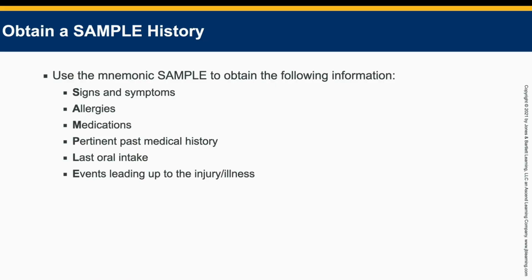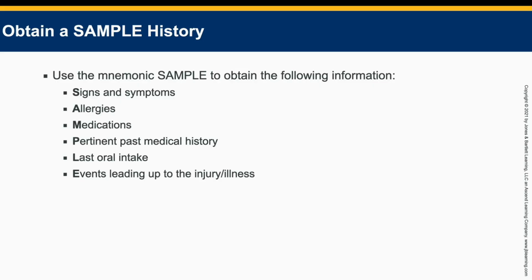The A stands for allergies. It is important to ask the patient if they have any allergies, especially to medications, food, or environmental substances. The M stands for medications. You should ask what medications the patient currently takes, including prescription medications, over-the-counter medications or drugs, and supplements. The P is pertinent past medical history. This includes any known medical conditions, previous surgeries, or ongoing health issues that may be relevant to the current problem.